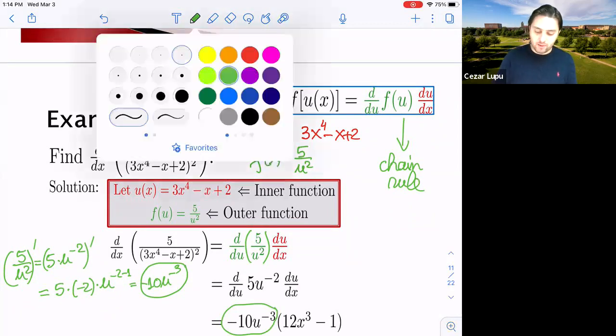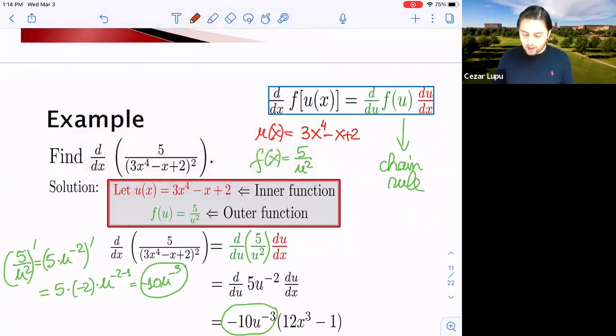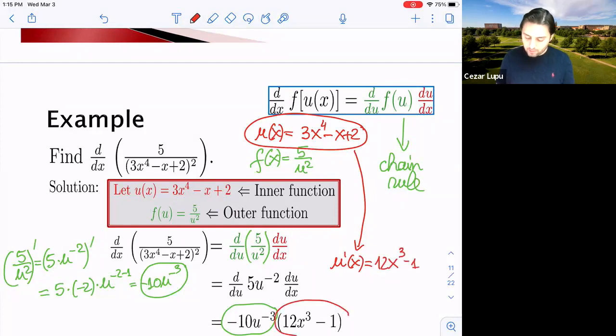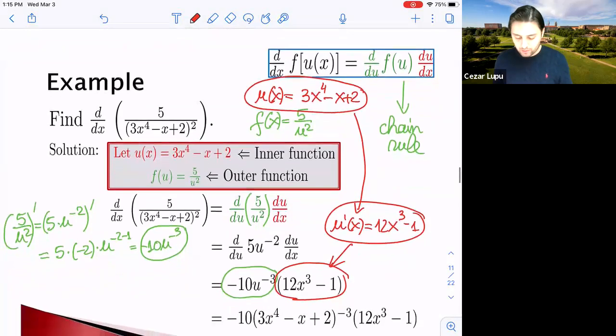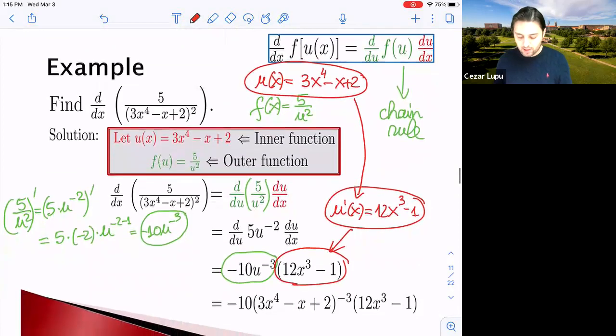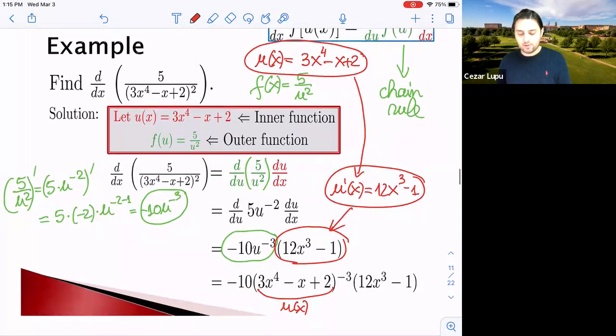And now guess what? Let's write the derivative of u with respect to x. As you can see, that's the function. So u prime of x is 12x cubed minus 1, which you see here. And that's it. And now what are you going to do? You're just going to plug in the function u. So let's not forget who this is, u of x. And that's it. That's the derivative. See it here, right here.